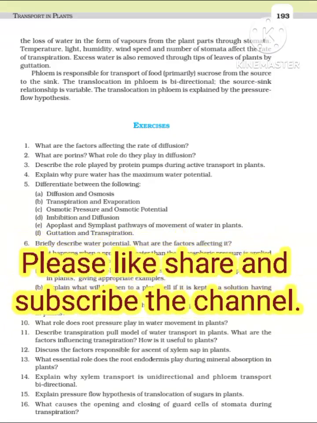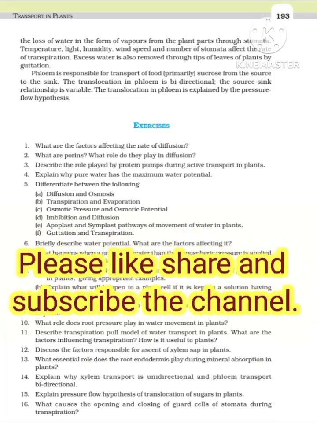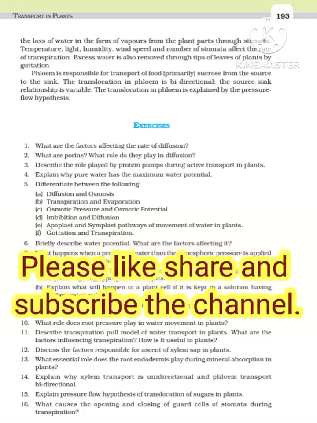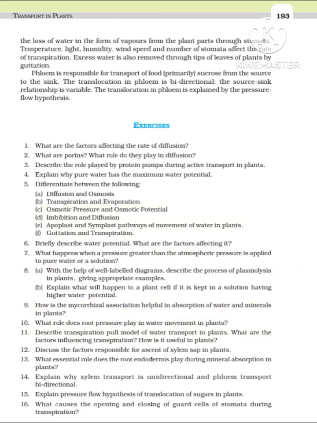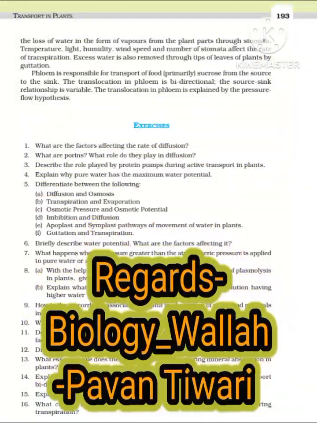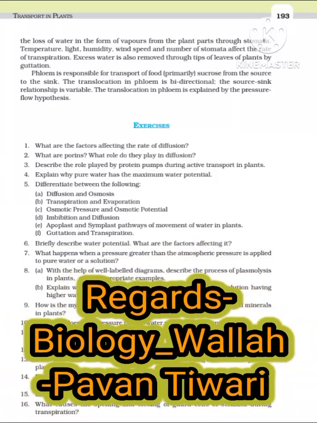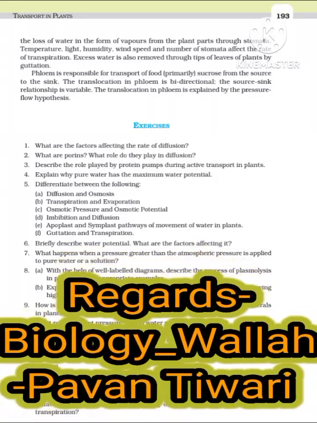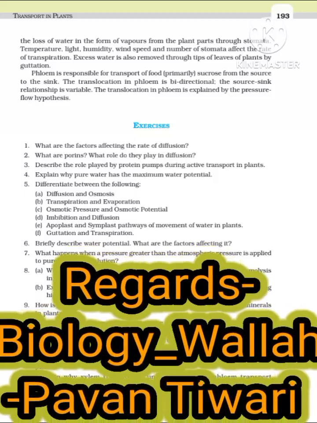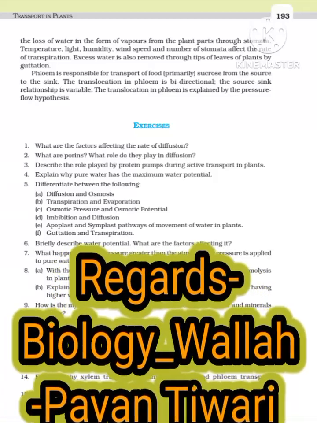Phloem is responsible for transport of food, primarily, sucrose from the source to the sink. The translocation in phloem is bidirectional, the source-sink relationship is variable. The translocation in phloem is explained by the pressure flow hypothesis.